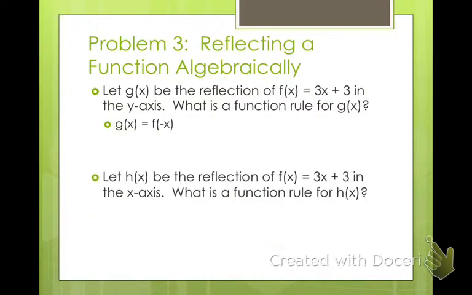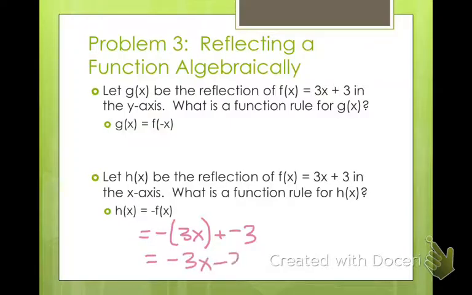But what if we were going to take that same function and reflect it across the x-axis? Well, when we reflect across the x-axis, we change the entire function itself. So h of x is actually negative 3x plus negative 3. So we change all the signs. So it's now negative 3x minus 3. So you see this number changes each time.